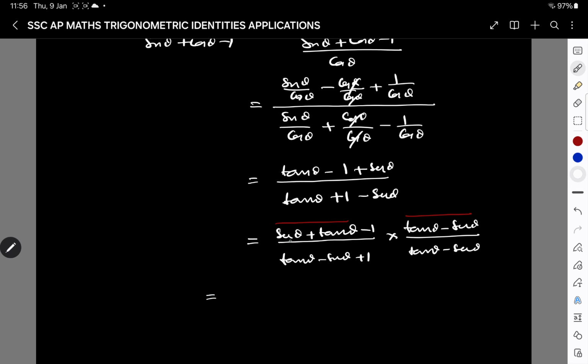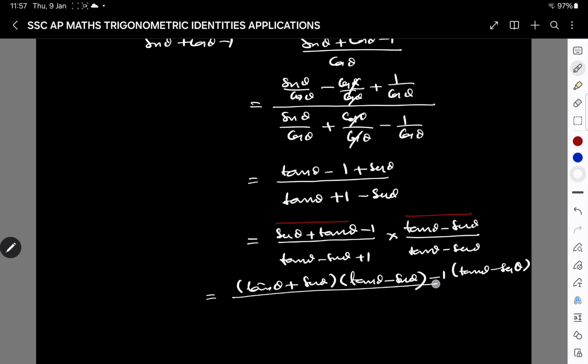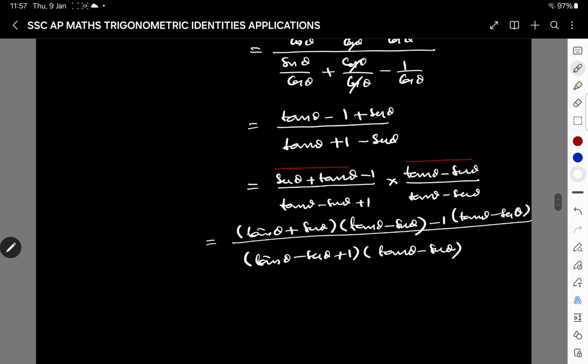Let us elaborately write this. This is equal to tan plus secant into tan minus secant, minus 1 into, this is 1, tan theta minus secant theta, divided by, what would be the denominator? Tan minus secant plus 1. I am not expanding this. Tan minus secant plus 1, simply write it as it is. Don't change this. This is a technique you must remember.